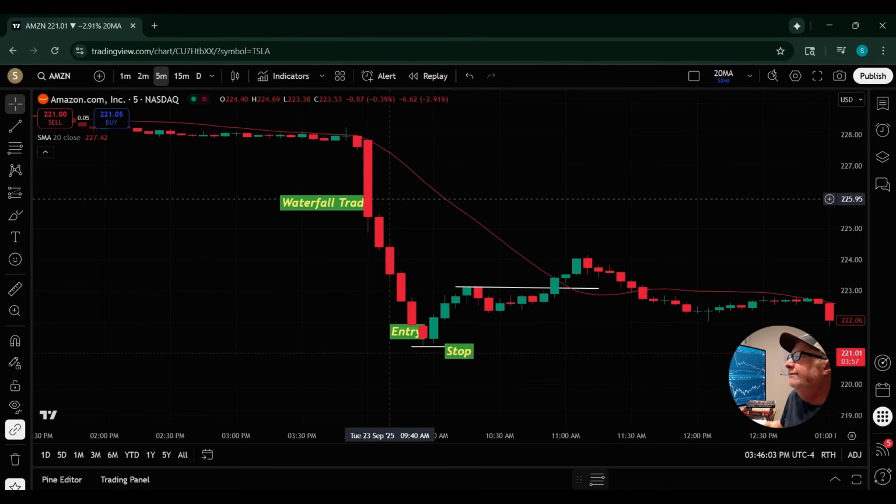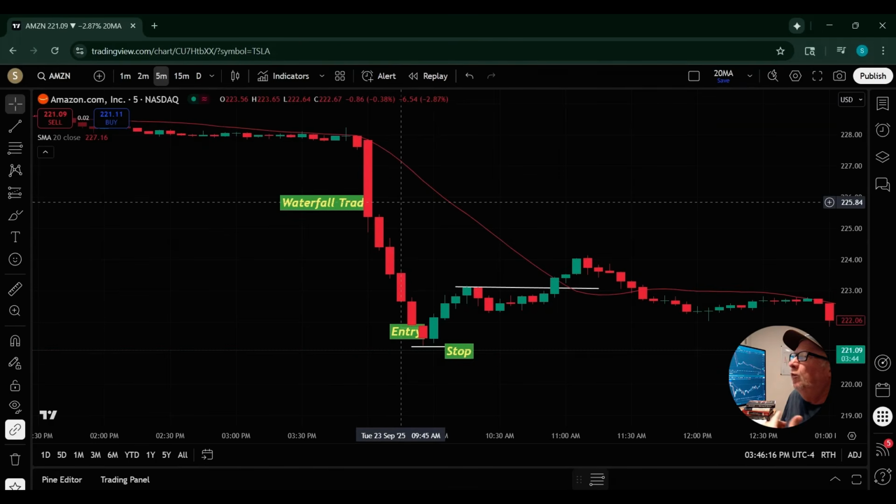When you get news, again, this often happens in a news play, and it's a way to get into a play like this without guessing where I think the stock is going to stop or should stop. Clearly defined rules, clearly defined stop, clearly defined target. So that's it. That's the waterfall trade.